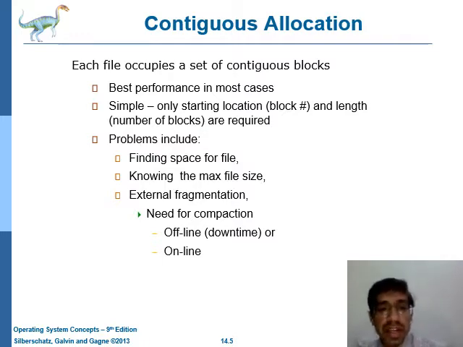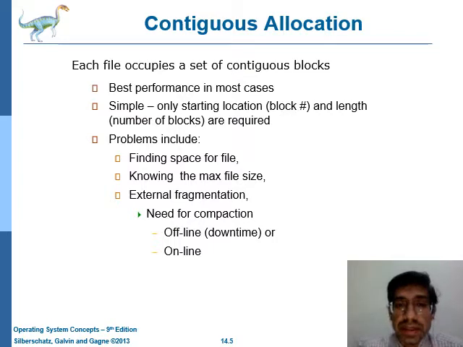But if I read it as each file occupies a set of contiguous blocks, best performance in most cases, simple, only starting location and length needed, knowing the max file size, external fragmentation, need for compaction, offline downtime or online, then you get a better feel and understanding of this file. The same may be the case when the file is actually stored on the disk, or maybe a little different. When we use the contiguous allocation method, it is ensured that all the information of the file is stored together in the same place, back to back, in contiguous space on the disk.